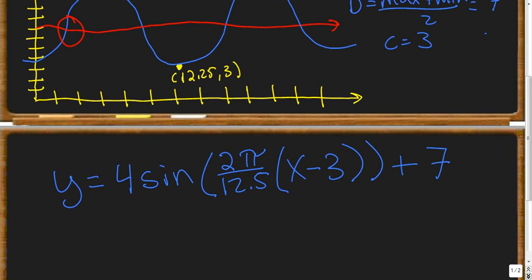So study up on this, because this is a good test question. There's also a practice problem in the extra practice at the end of this chapter with a question just like this. It should be number 16.